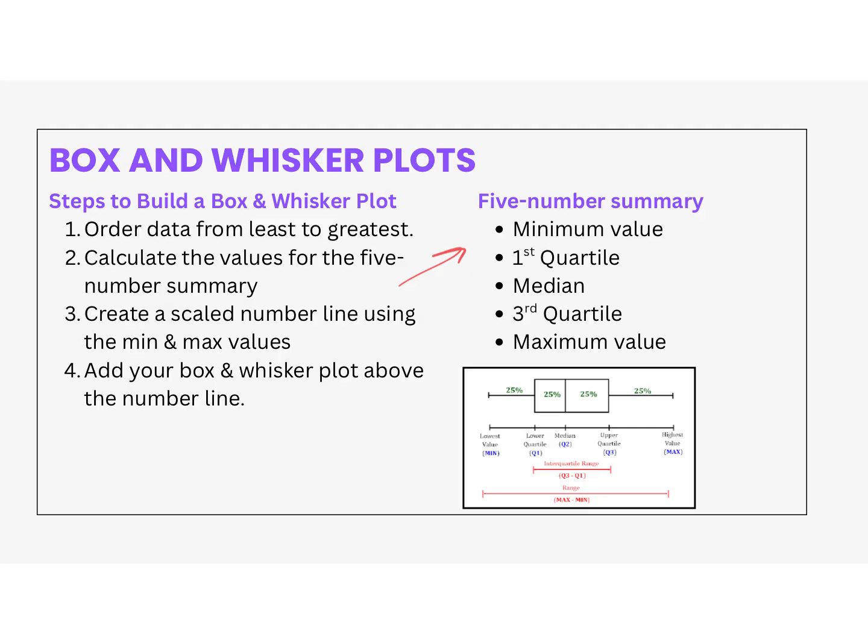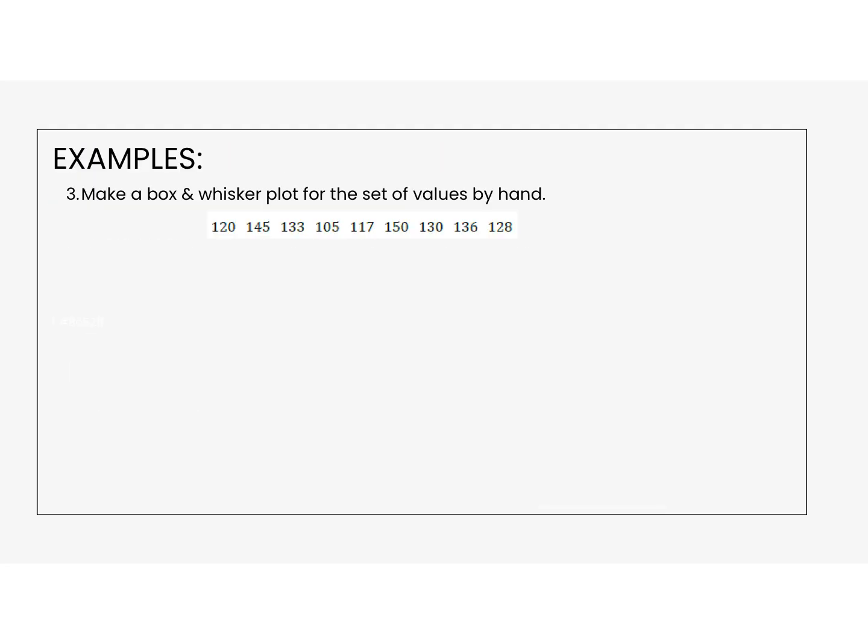The 5-number summary, the numbers we need to build our box and whisker plot: we need the minimum, the maximum, the median, and then the first and the third quartile. Again, we're breaking it up into fourths, basically. So what does that look like in action?